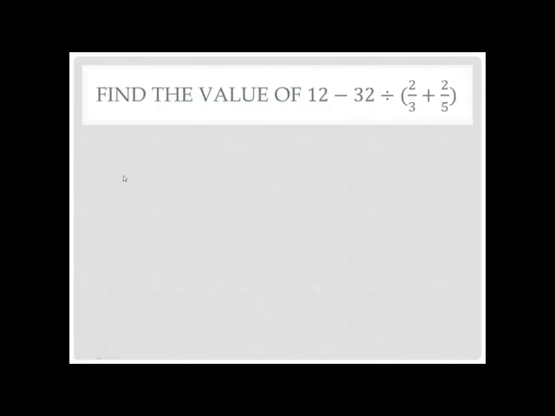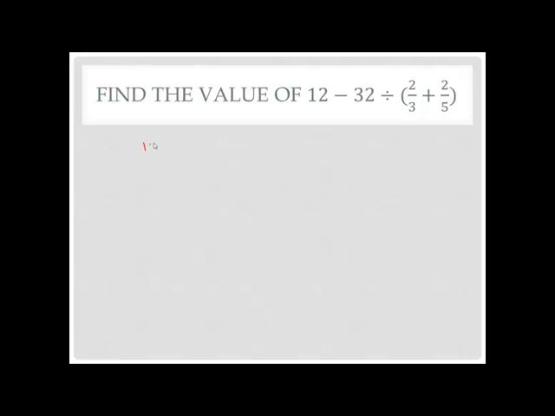Okay. So let's look at this one. Find the value of 12 minus 32 divided by (2/3 plus 2/5). So the first thing we want to do is to work inside the parentheses here and simplify this. So remember, to add or subtract fractions, we have to have a common denominator, which is a common multiple of the denominators. In this case, the first common multiple of 3 and 5 is 15.